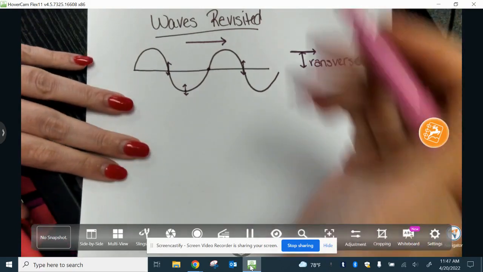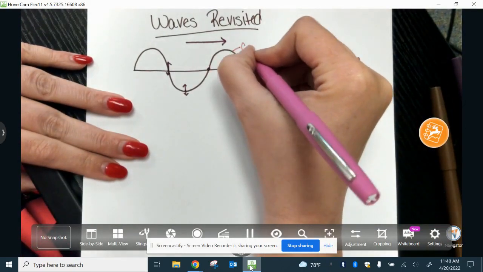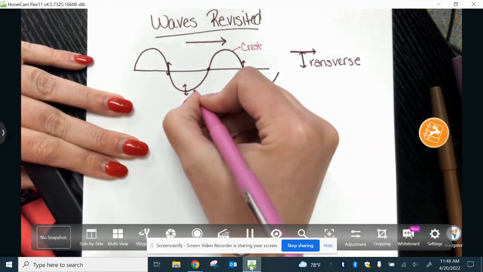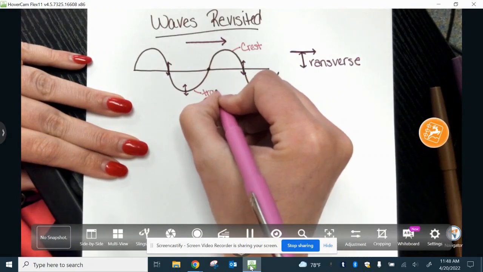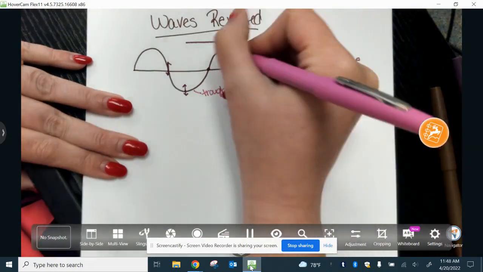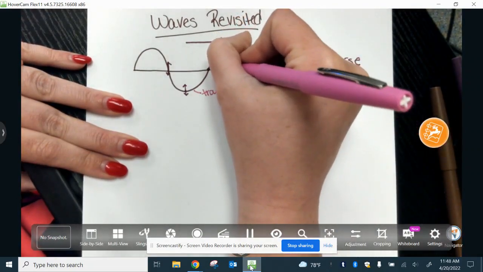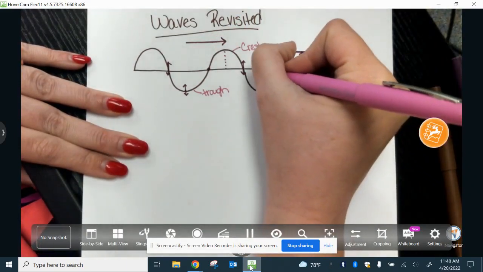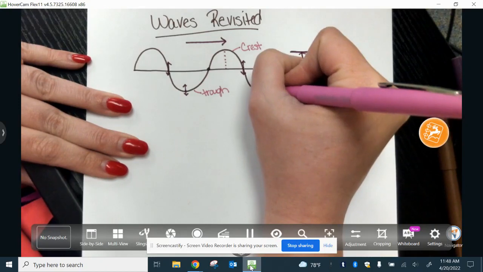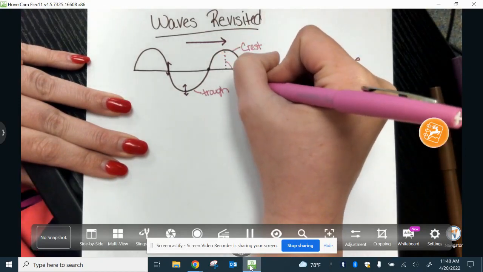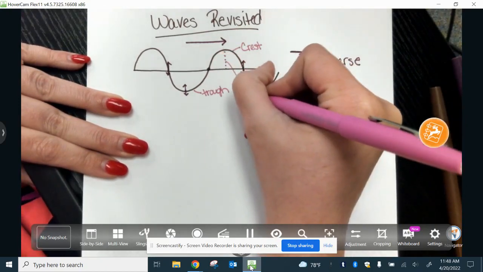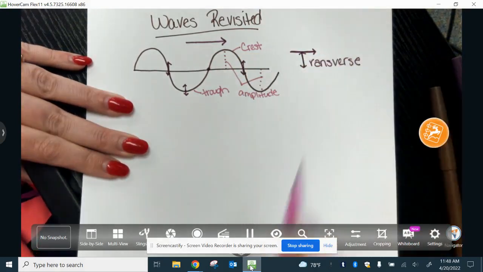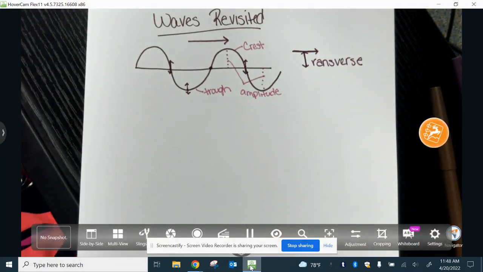On a transverse wave, the top, crest, bottom, trough. From the top of the top to the midline, or the midline to the bottom most part, are both referred to as the amplitude. So it's kind of like the wave height or depth.